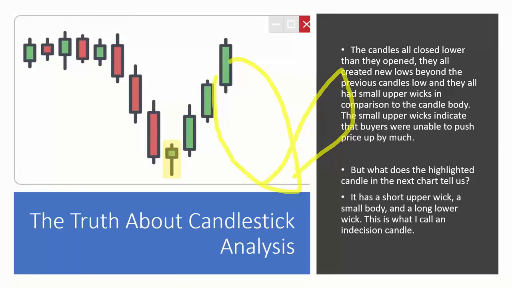Now, when we look at the three red candles, and whether it's three red candles, three reds, one little green, four reds, and three, we see a movement and we see lots of red. We see lots of down action. In this case, the candles all close lower than they open. They all created new lows beyond the previous candle's lows, and they all had upper wicks in comparison to the candle body. The small upper wick indicates that the buyers were unable to push price up by much.